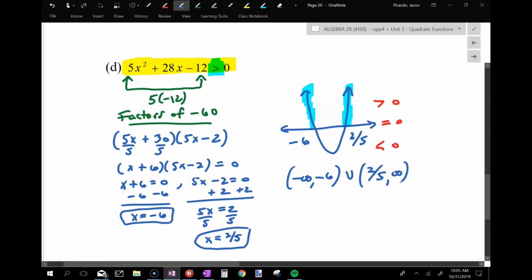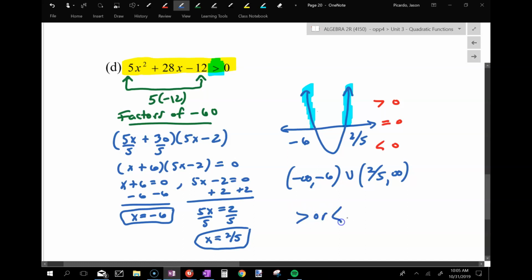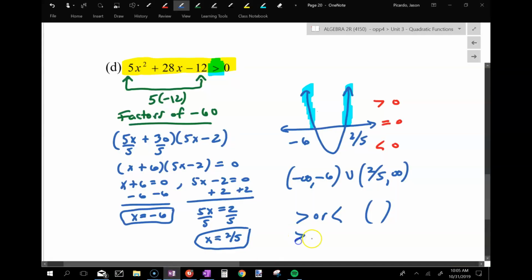Yes, Trinity. So how do you know to put the parentheses or the bracket? If you have this or this, right? Versus that or that, right?